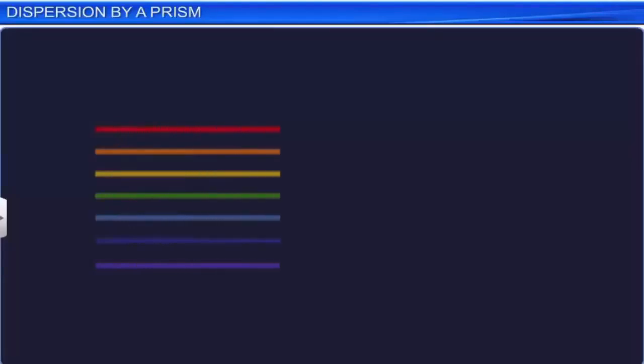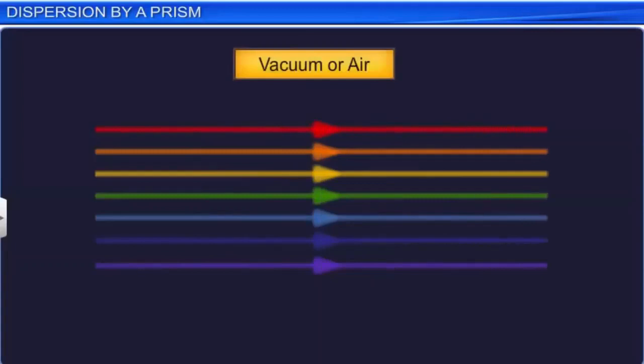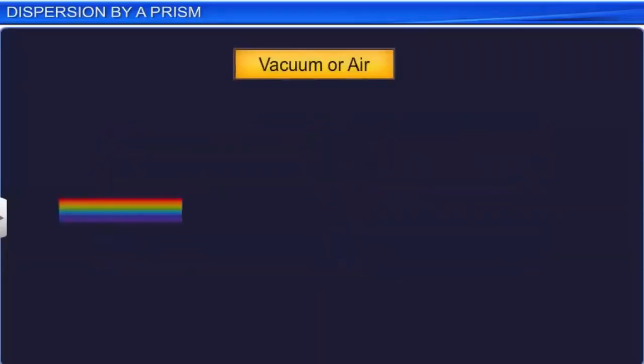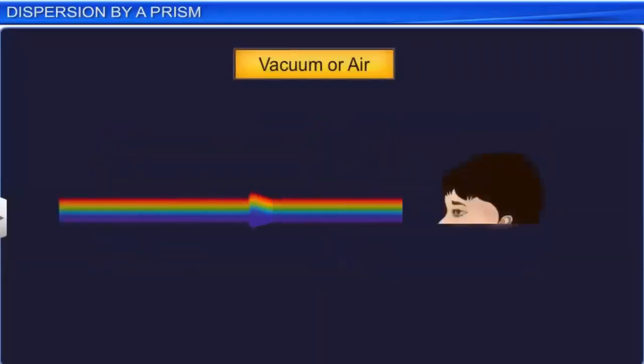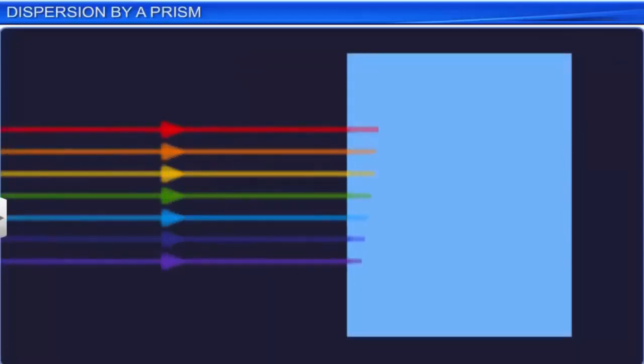Light rays with different wavelengths travel with the same speed in vacuum or air. When all these 7 colors reach the human eye at the same time, we get the impression of white light. But in a material medium, the speed of light is different for different wavelengths. More the wavelength of a light ray, more is its speed in any given transparent material medium.